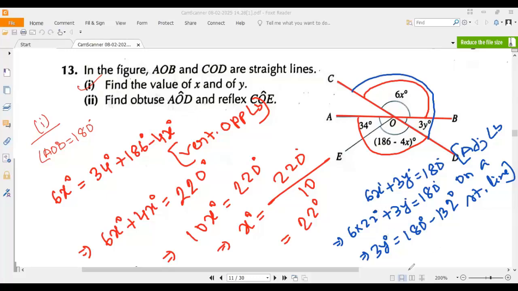Okay. Now, what will be the measurement of y? 3y will be 180 minus 132. So here it will be 48 degree. Then 48 degree divided by 3, after dividing 48 by 3, we will get 16 degree. So this is the answer of this problem. So question number 1, the value of x is 22 and the value of y is 16 degree.